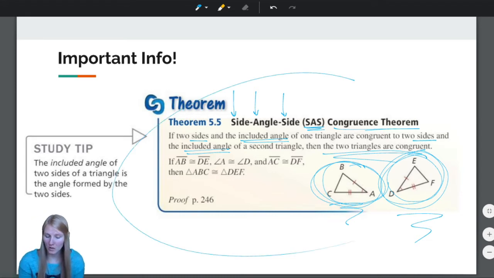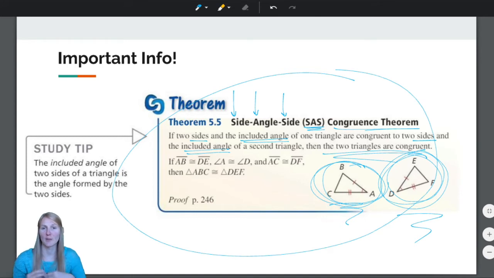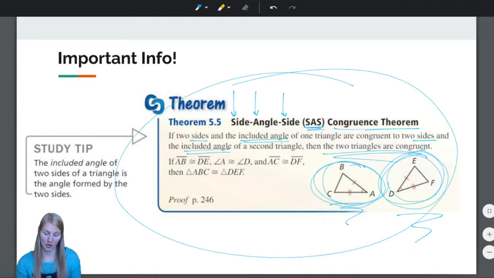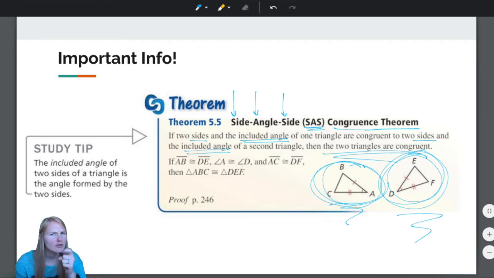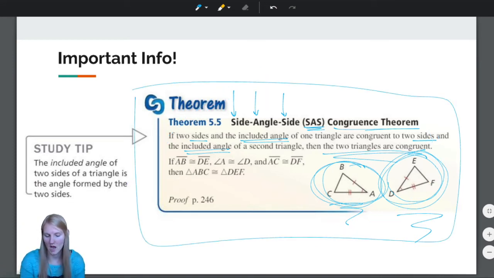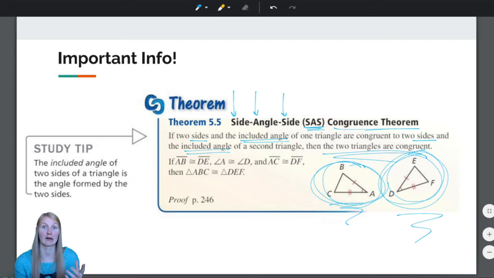Now we know what the SAS Congruence Theorem is, but we need to be able to use it to solve problems. So, I would encourage you to rewrite this theorem in your own words. Test your understanding of the learning target. Do you really know what the SAS Congruence Theorem says? If yes, awesome, you're ready to move on. If not, make sure that you understand this theorem. Otherwise, the problems that we're about to do are going to be a little bit trickier.